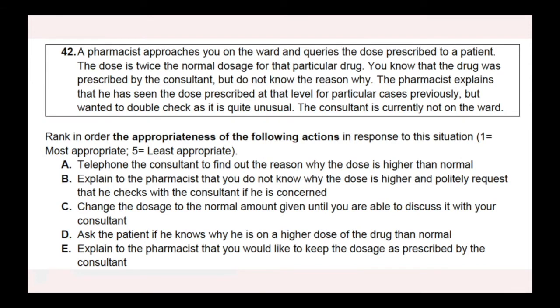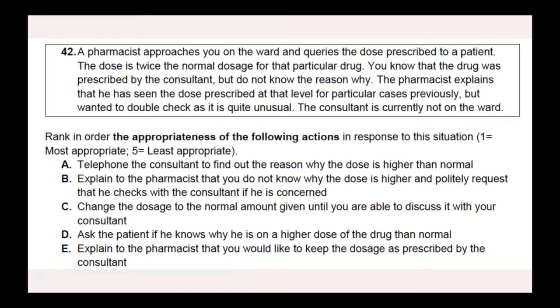Alright, so the next question. A pharmacist approaches you on the ward and queries the dose prescribed to a patient. The dose is twice the normal dosage for that particular drug. You know that the drug was prescribed by the consultant but do not know the reason why. The pharmacist explains that he has seen the dose prescribed at that level for particular cases previously, but wanted to double check as it is quite unusual. The consultant is currently not on the ward. Rank in order the appropriateness of the following actions in response to the situation.